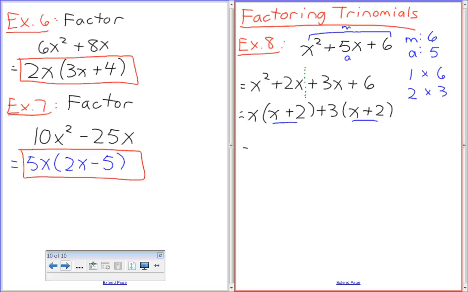Then we're just going to finish this off in group. I'm going to take out an x plus 2 because they're common. And then I'm just going to write the leftover stuff, which is x plus 3. So then there's your x, which is here, and your 3, which is there. I'm going to do a million of these today to make sure life is good.